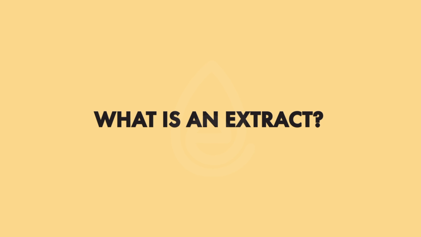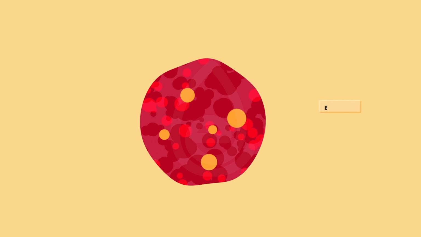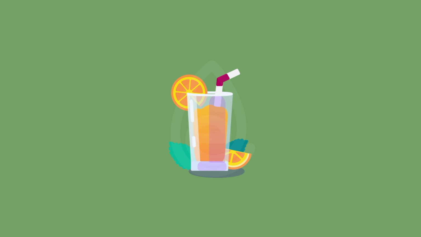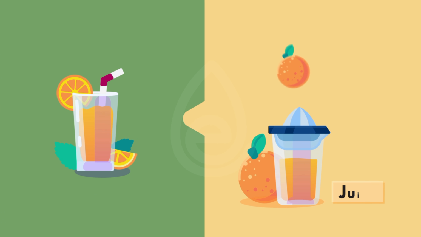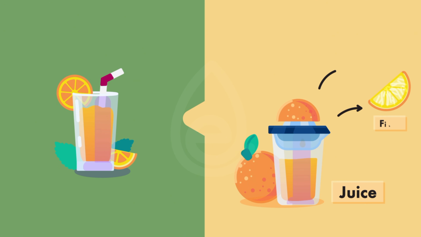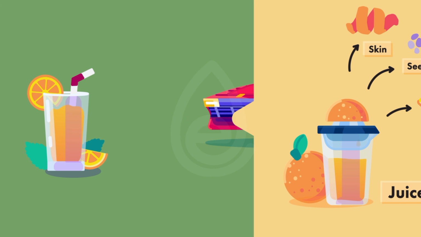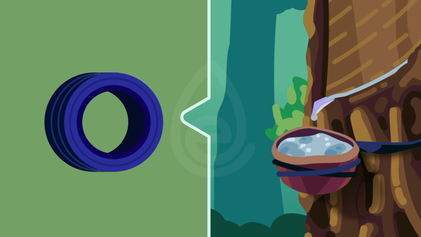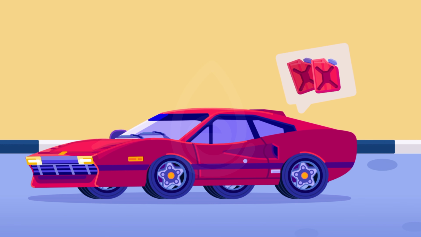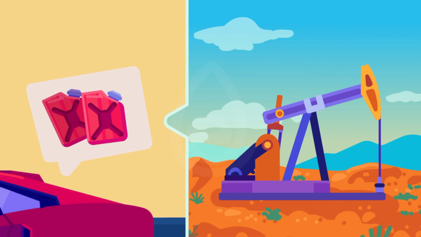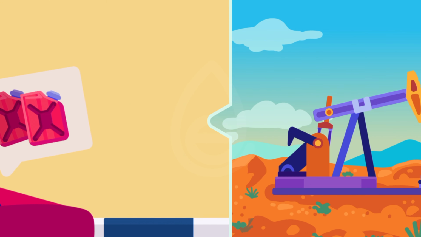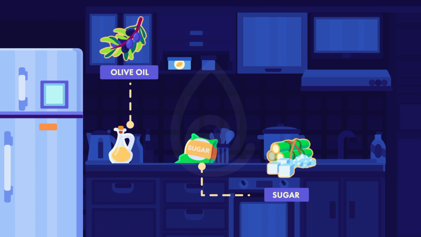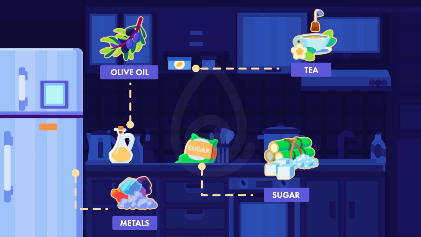What is an extract? An extract is a specific portion that has been removed from something else. Orange juice is an extract squeezed out of oranges, leaving behind fiber, seeds, and skin. The rubber in tires was extracted from rubber trees, and the fuel used in motor vehicles was likely extracted from crude oil. Extracts are everywhere in our lives.